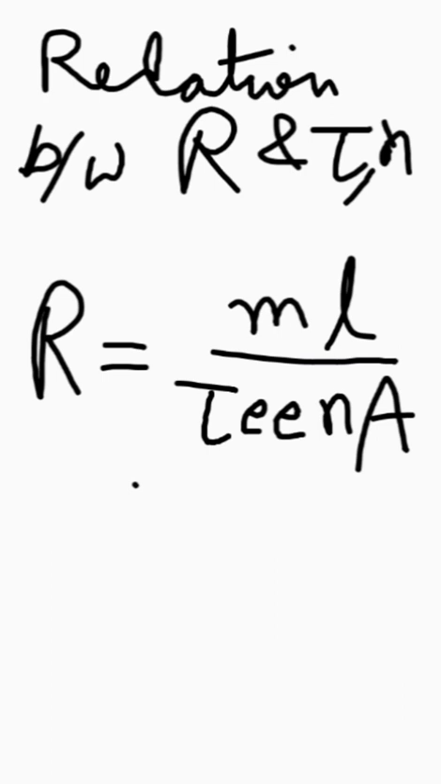And in the same way, resistance of a wire or conductor is, you can memorize it by: my love Tina. R = ml upon tau e^2 nA. Here m is mass of electron, l is length of wire, tau is relaxation time, e is charge of electron, n is number of free electrons per unit volume, A is area of cross section, where tau depends upon temperature actually. How, I haven't covered it here.